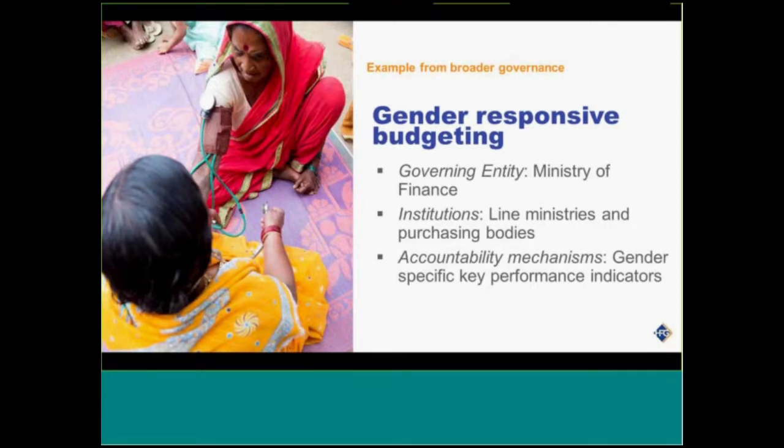My first example, there's compelling evidence that gender-responsive budgeting works. Now for this, and this is beyond just the health sector, usually the governing entity is the Ministry of Finance. They make the decisions and set the rules. Implementing institutions align ministries such as the Ministry of Health and the health sector, but also this could be applied to education and other areas. And in the health sector, the other institutions around purchasing bodies, those are actually responsible for putting together the budgets and executing them. And the accountability mechanism is through gender-specific performance indicators. There's very good evidence in many situations that gender-responsive budgeting works.